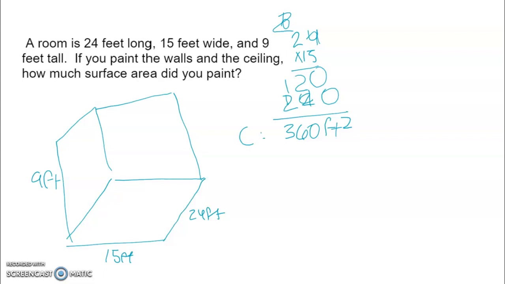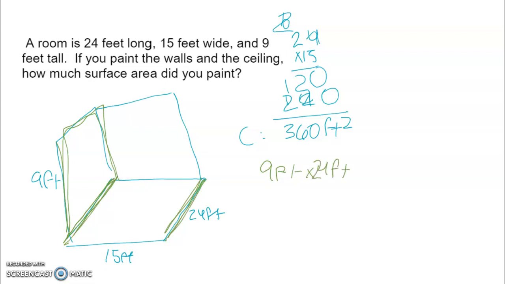Then we've got to look at those side walls, and I'll do this in a different color. So one of those side walls is going to be right here, and we know we've got 9 feet. And then we've got this line right here, which is going to be the same as this one right here, which is 24 feet. And 24 times 9: 4 times 9 is 36, carry the 3, 9 times 2 is 18, plus the 3 is 21. And we're actually going to have 2 of those, so I'm going to add a second one at the bottom.